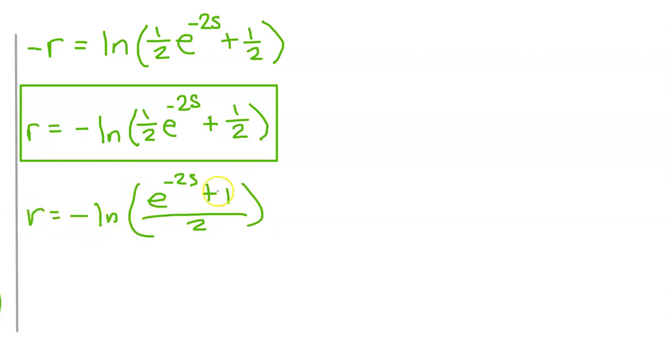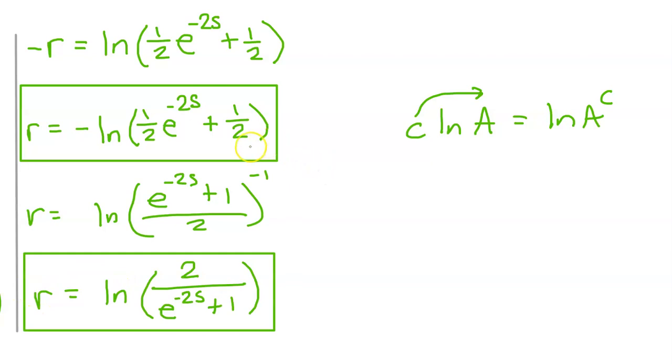Now, properties of logarithms. Remember that if I have c times the natural log of a, I can take that c and put it as an exponent. So I could write this as the natural log of a to the c power. I could take this negative 1 in the front and put it as an exponent inside the logarithm. So I think I'll just do that kind of real quick. So I could take that negative and put it up there instead. That would have the effect of turning the fraction upside down. So you might see the answer written this way. So if it's a multiple choice question and you don't see this, look for this.